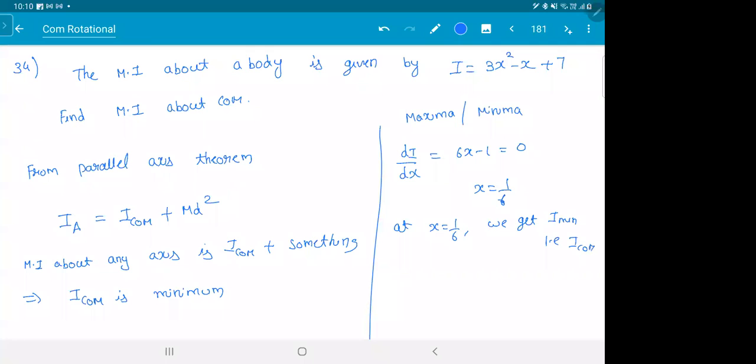That is ICOM. So I center of mass would be 3 into, put x is equal to 1 by 6, whole square, minus 1 by 6 plus 7. That would be 1 by 12 minus 1 by 6 plus 7, which is 83 by 12. Even without any information about the body, shape, size, anything, you can still figure out. You will get these kind of questions. These kind of questions you should have seen once. In the exam, if this comes in, it won't click for anyone.